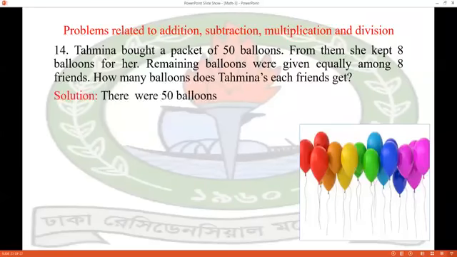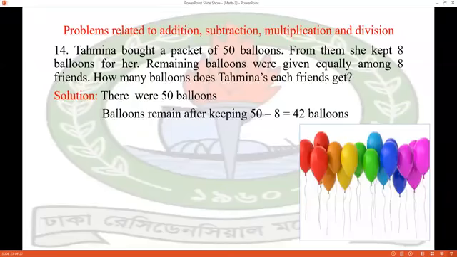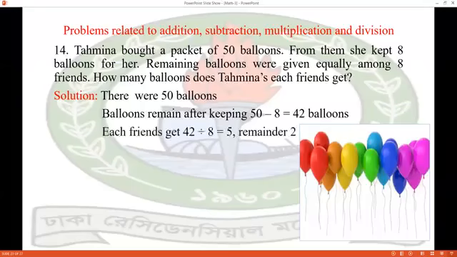The solution: there are 50 balloons in a packet. Balloons remaining after Tahmina keeps hers: 50 minus 8 equal to 42 balloons remaining after keeping 8 balloons. Then the 42 balloons he equally distributed among his 8 friends. So each friend gets 42 divided by 8 equal to 5. So here there is a remainder of 2.